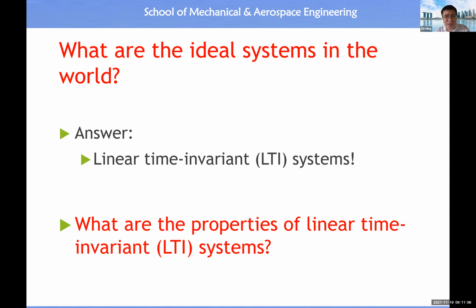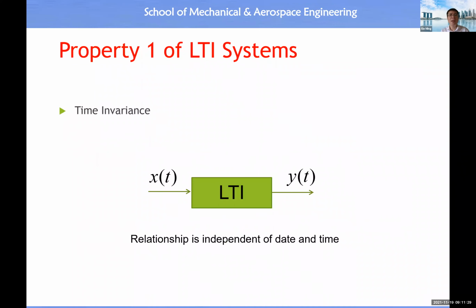Then you may ask this question: what are the properties of an LTI system? Or what should be the criteria for us to use in order to make a judgment about whether this system is an LTI system or not? So we must have a certain rule or criteria for us to do the judgment. Property number one is about the time invariance.